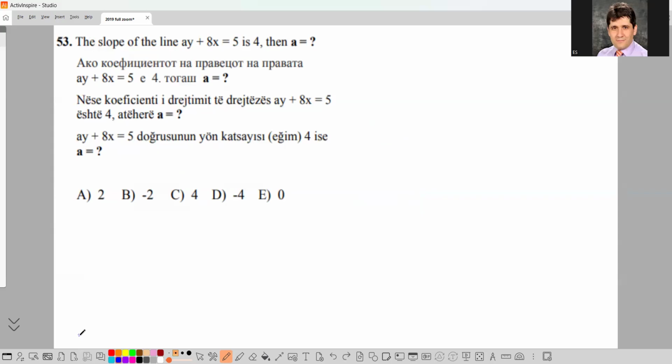How do you find the slope of the line? This one. So the slope of the line, this is 4, and then find the parameter A. How do you find the slope of the line? If the equation is given like this, this is the slope of the line. So we practically want to leave y alone.